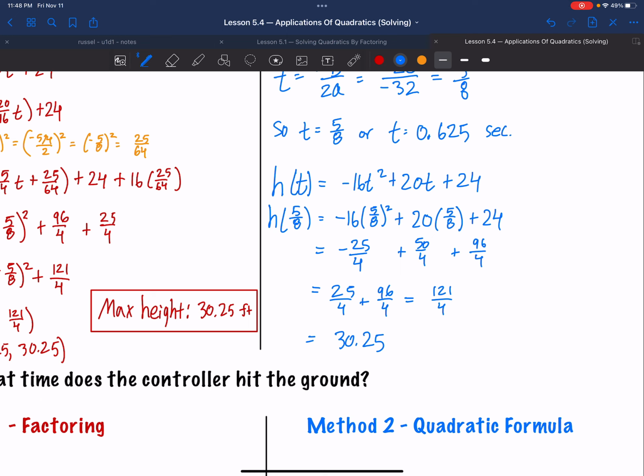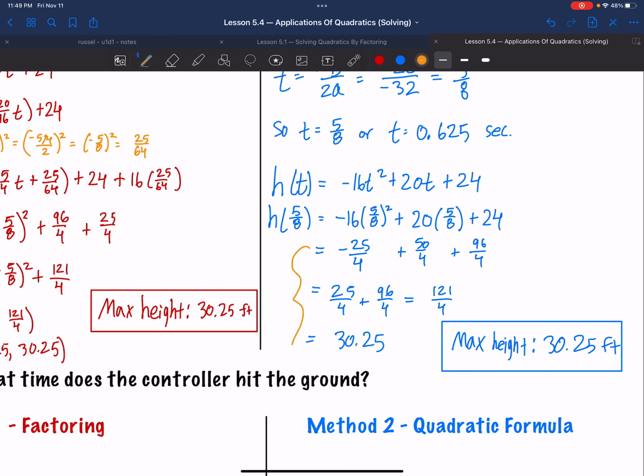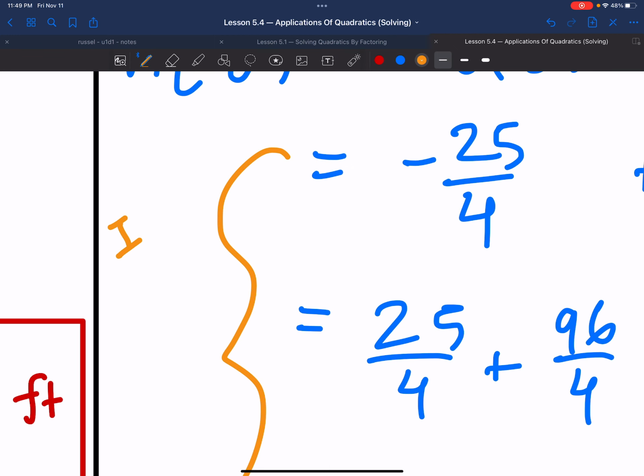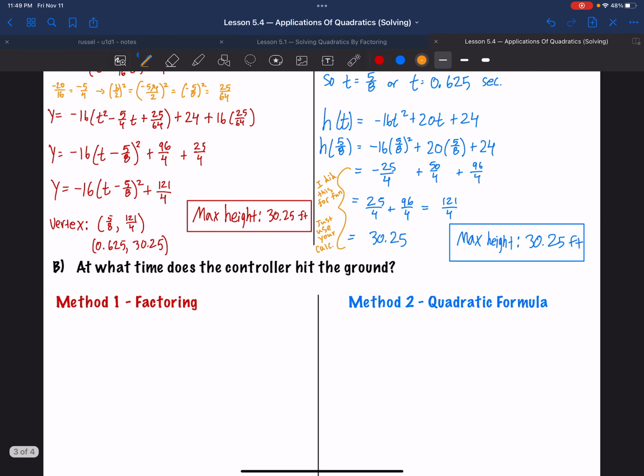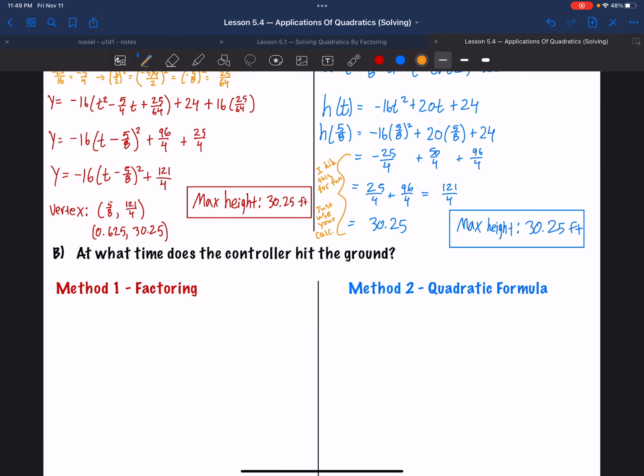Look, I did all that by hand. I'm not expecting you to do that, okay? Take your calculator. Just type it in. All right. Max height is 30.25 feet. Box that. And I'm going to write this: I did this for fun. Just use your calc. I did this for fun. Just use your calc. You don't have to do all that, okay? All right.